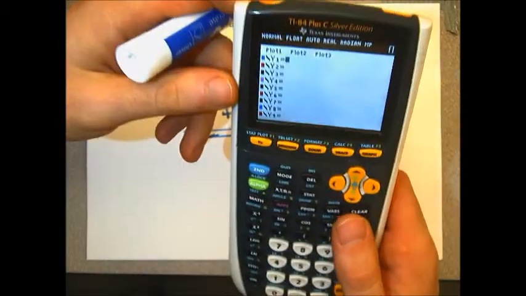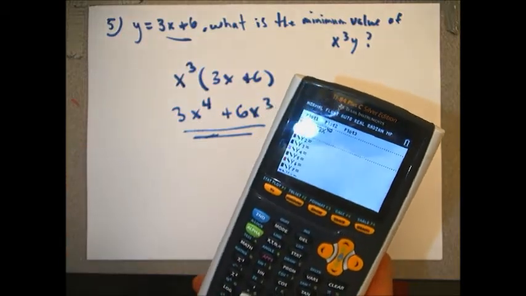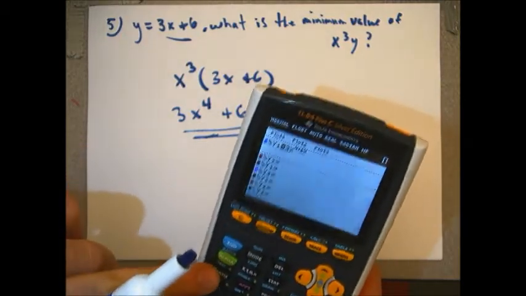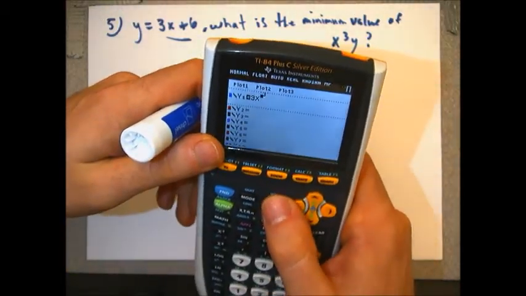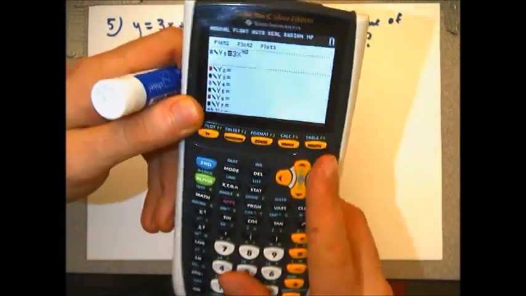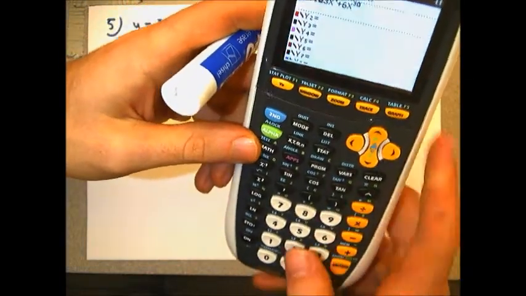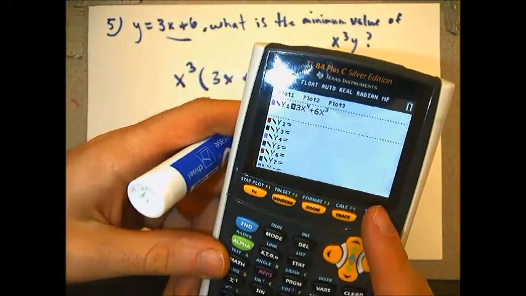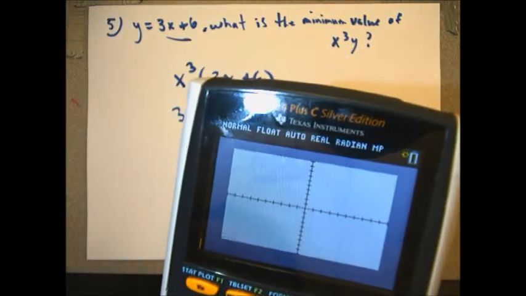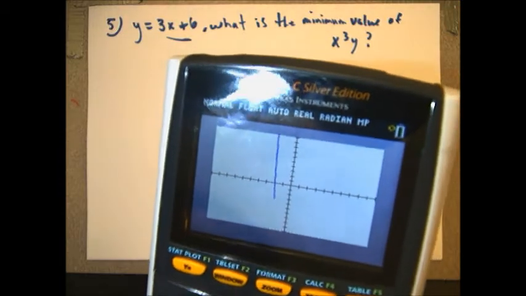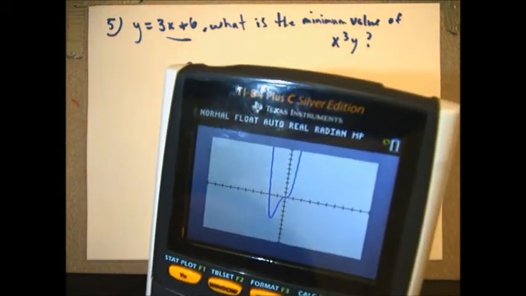So if I graph this, 3x to the fourth plus 6x to the third, oops, I didn't graph that right. 3x to the fourth plus 6x to the third, and we hit graph on Zoom 6. We want to know where this is at a minimum. So the trick to this problem is realizing that the minimum is the y value here, not the x.